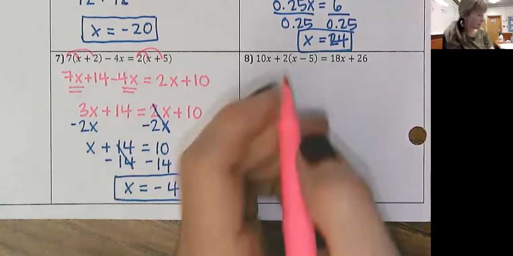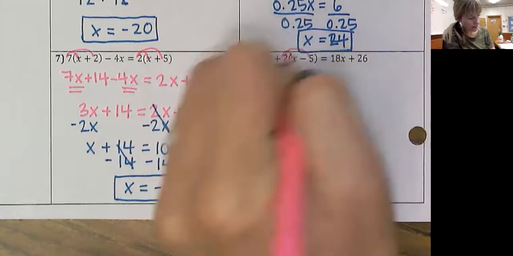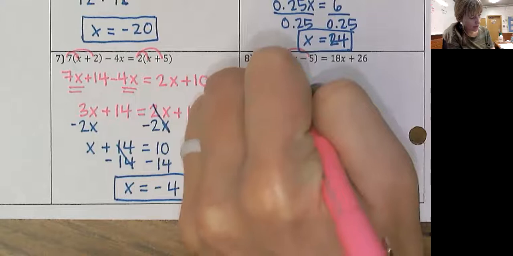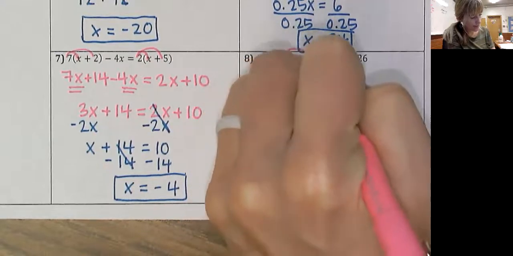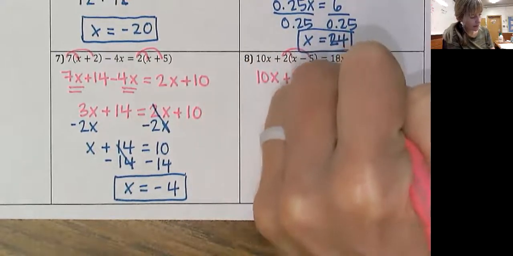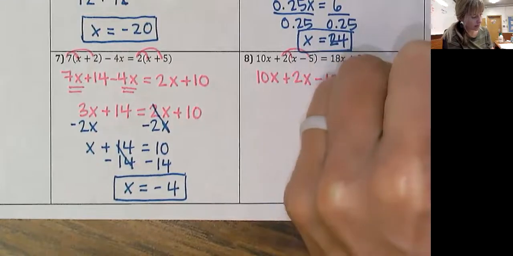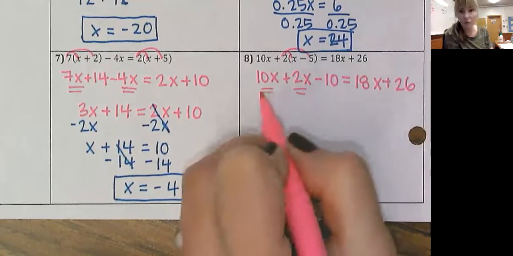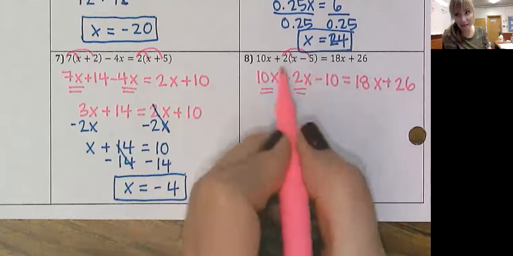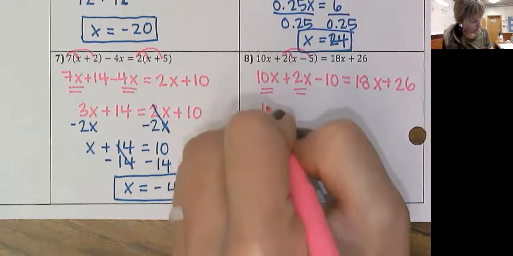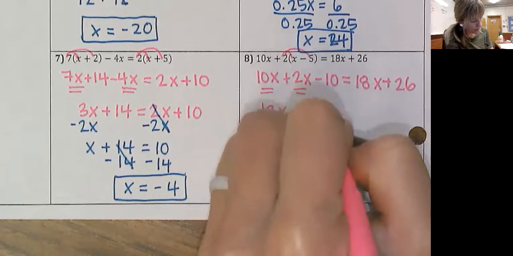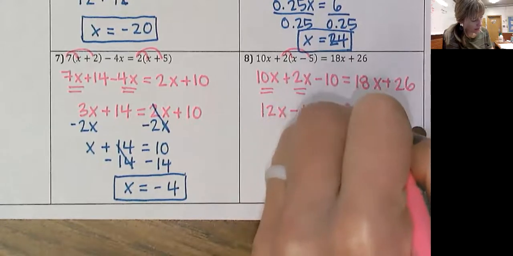Okay, last one. The bell's gonna ring really soon. It's gonna be loud. 10x plus 2x minus 10 equals 18x plus 26. Combine like terms because those are on the same side. If they're on the same side, combine them. 12x minus 10 equals 18x plus 26.